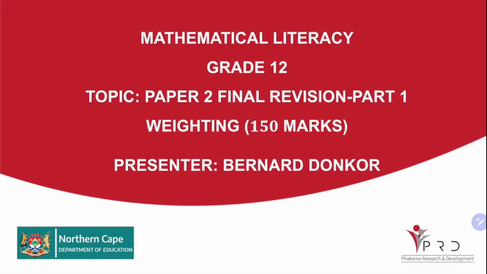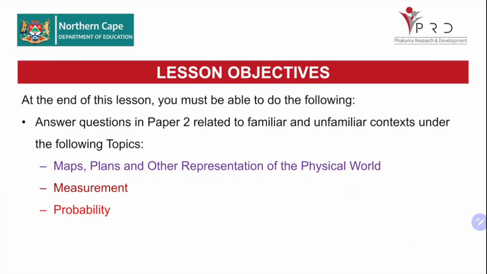So now we are going to paper 2. We are revising the various topics that are there to help you prepare for the final exam. As you know, in paper 2, we are dealing with what? Maps and plans, measurement, as well as probability questions. And therefore, at the end of the lesson, you should be able to answer questions on all of them.